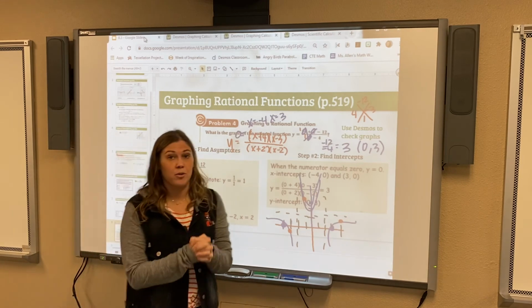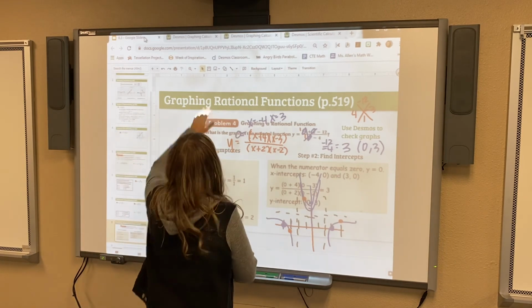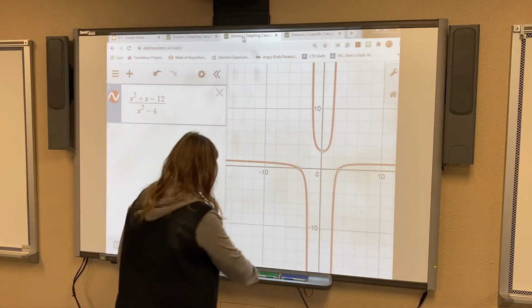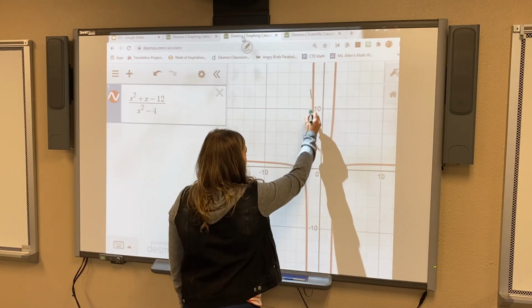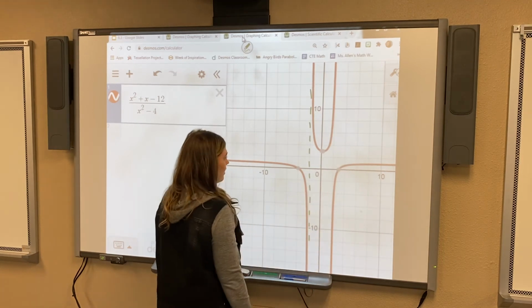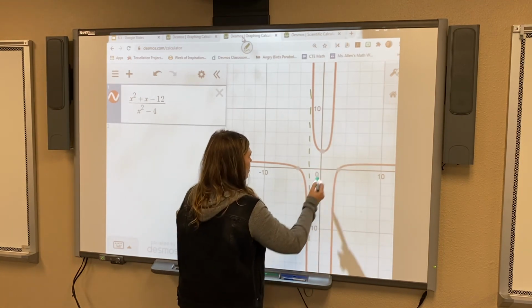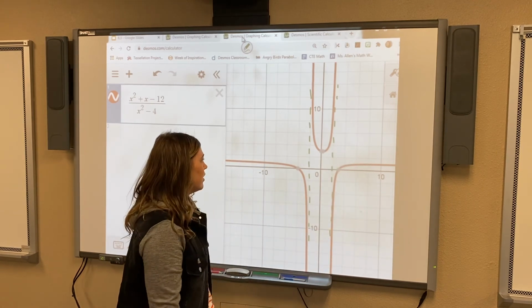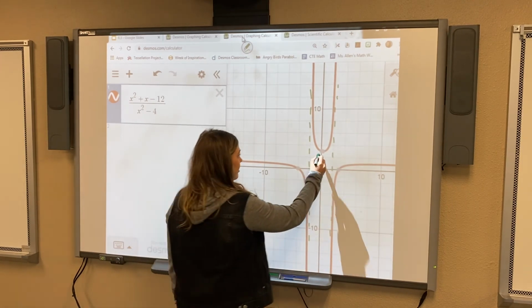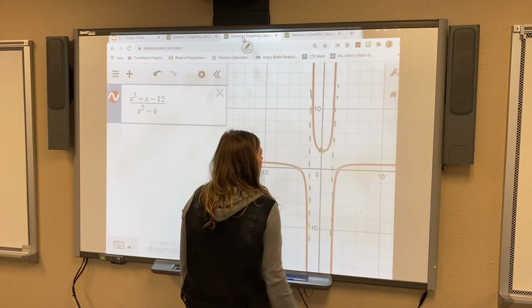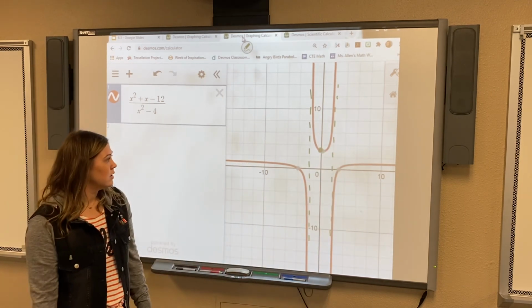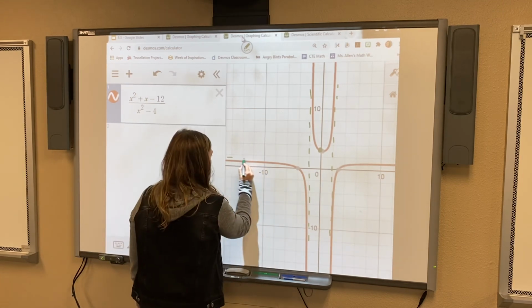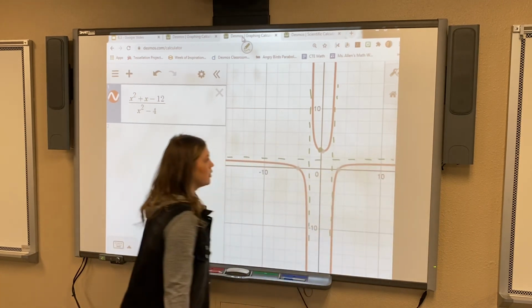Whenever you're done, you can always use Desmos to check it. And so if we look at our graphing calculator here, that's what we have. We have our vertical asymptote at negative 1, or negative 2, sorry, because these are up by 2's. Then we have our y-intercept here. Okay, we had our horizontal asymptote at 1. And so that's what our graph looks like.